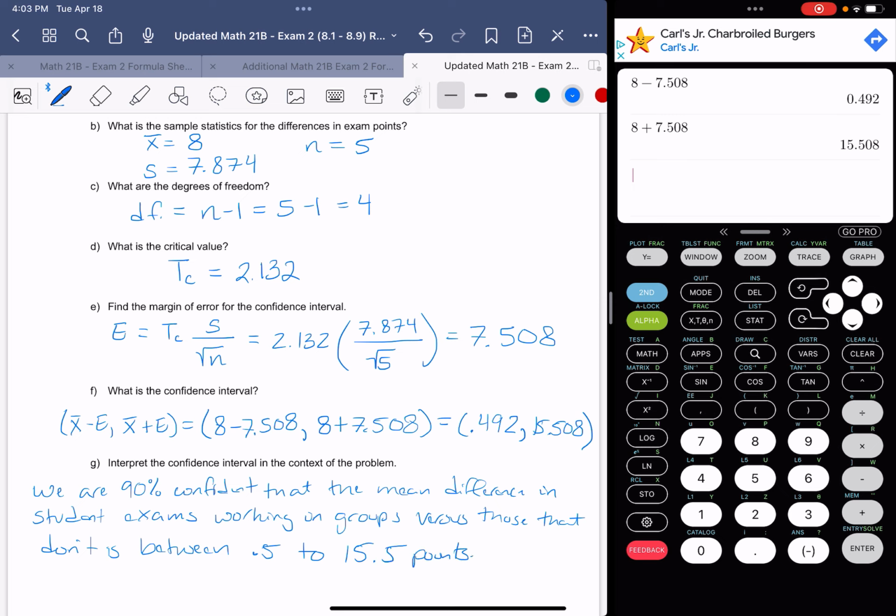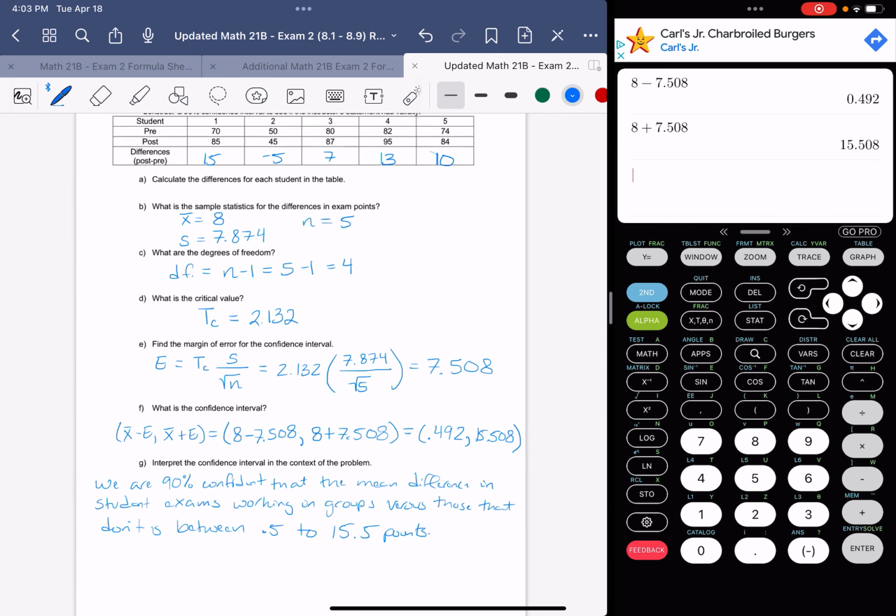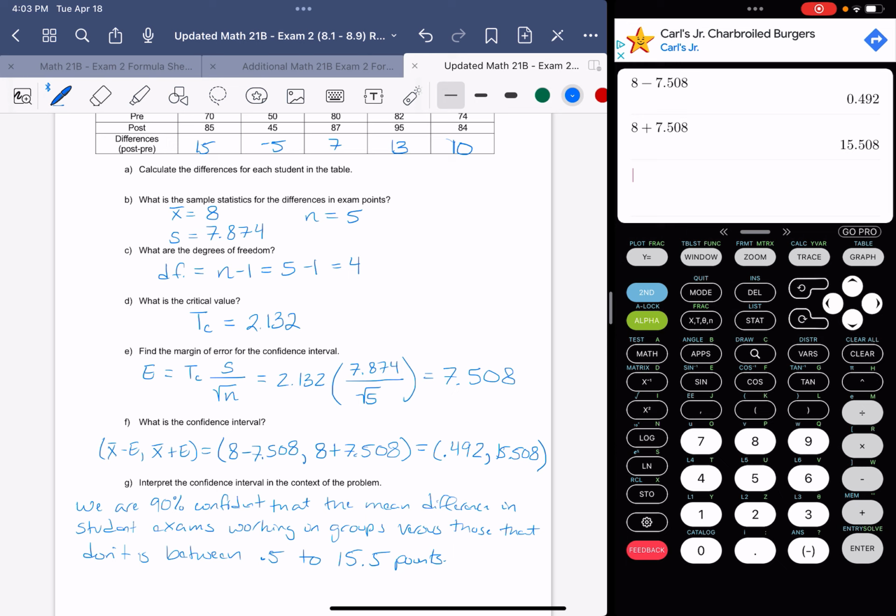So, I mean, that's pretty good. Basically, what this teacher has found is that by working in groups, we're 90% confident that you're going to score better on the exams. And by how much are you going to score better? We predict you're going to score better somewhere between 0.5 and 15.5 points within that range. After groups, it says versus.